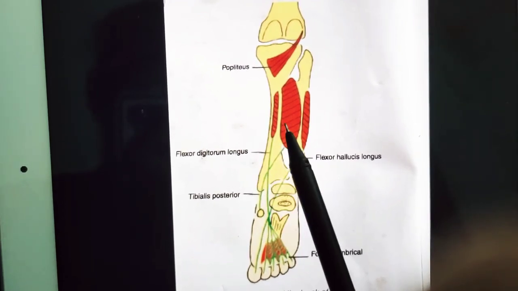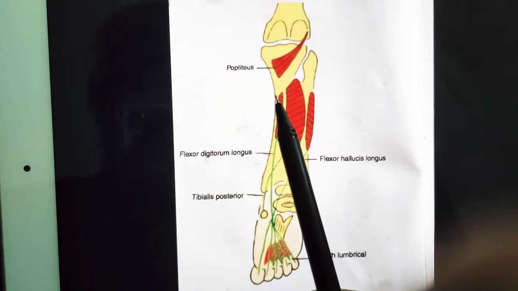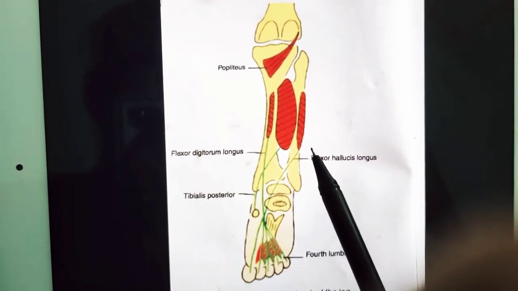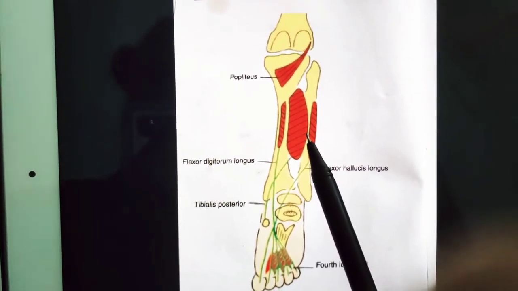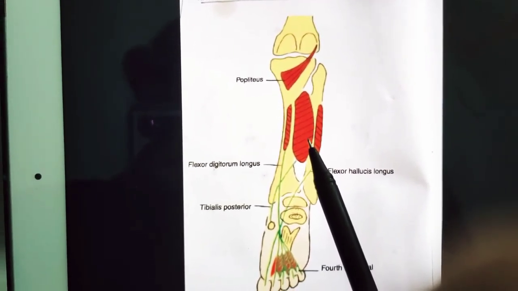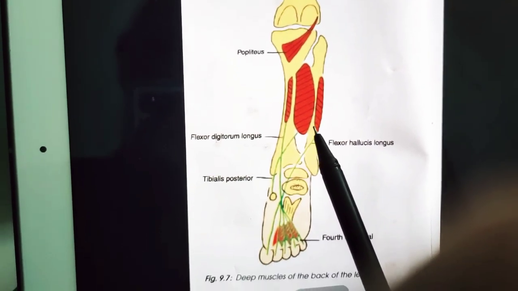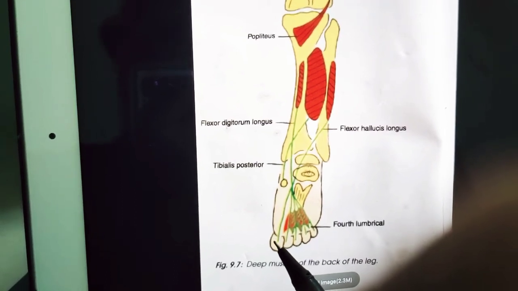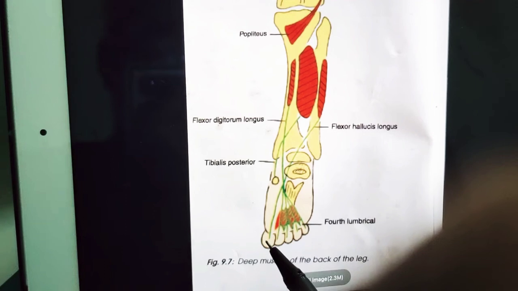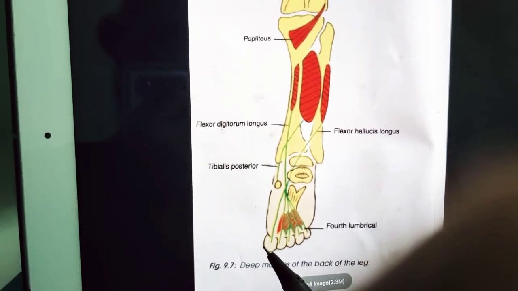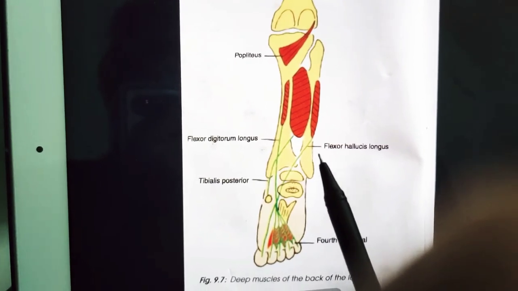Whereas flexor digitorum longus is from the tibia, from the middle of the tibia you can see, whereas flexor hallucis longus is coming from the middle of the posterior surface of the fibula, right? Except the lowest 2.5, and also from the interosseous membrane. So finally, of course, it will go and insert into the phalanx, especially the base of the distal phalanx of the great toe.